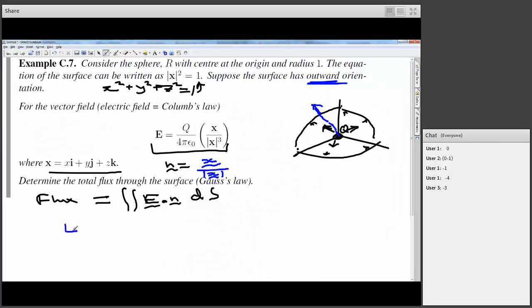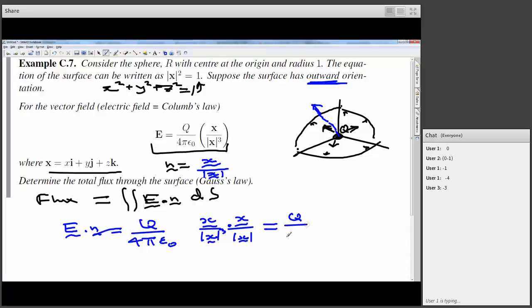So let's write, the electric field dotted with N then is this constant at the front, some mysterious constant, times the length of x cubed, dot product with x tilde over the length of x. So I still have this constant. That isn't going away.